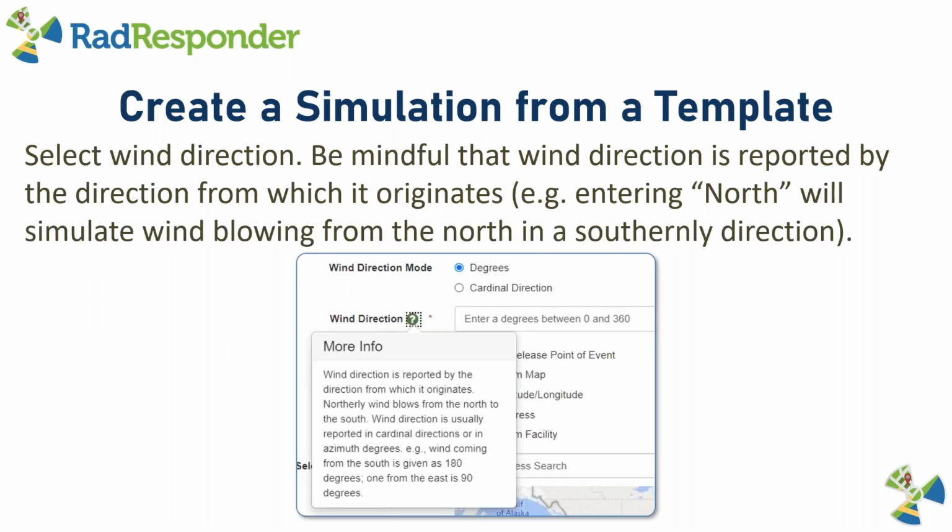I'll next choose the wind direction. A note here to be mindful that wind direction is reported by the direction from which it originates. So for example, if I selected north, that would simulate wind blowing from the north in a southerly direction. And as you can see here, that's also elaborated on by clicking that help icon next to wind direction, where we provide that information.